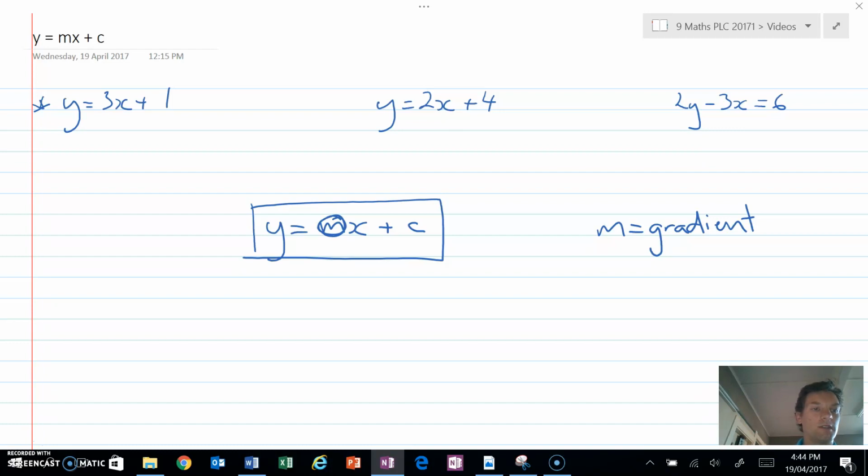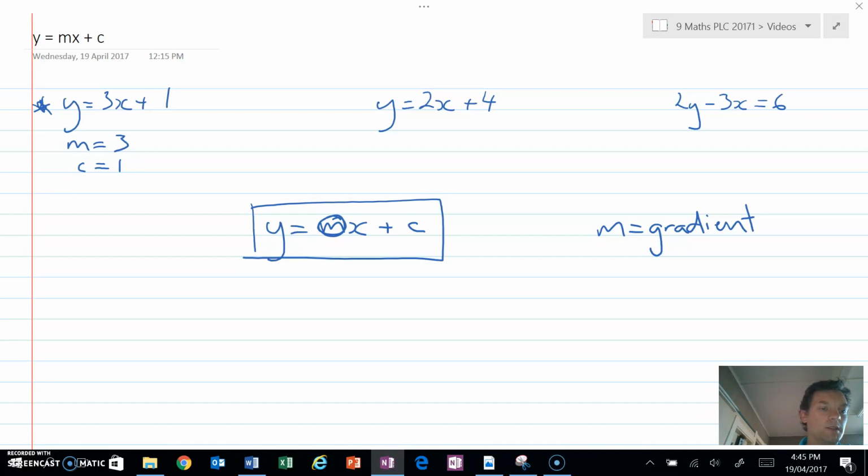So if we take this first example up here, y equals mx plus c, so we've got the m being 3, and we'll speak more about c later, but we'll just put c equal to 1 for now, and we'll forget about that. So what that means is that the gradient is equal to 3.